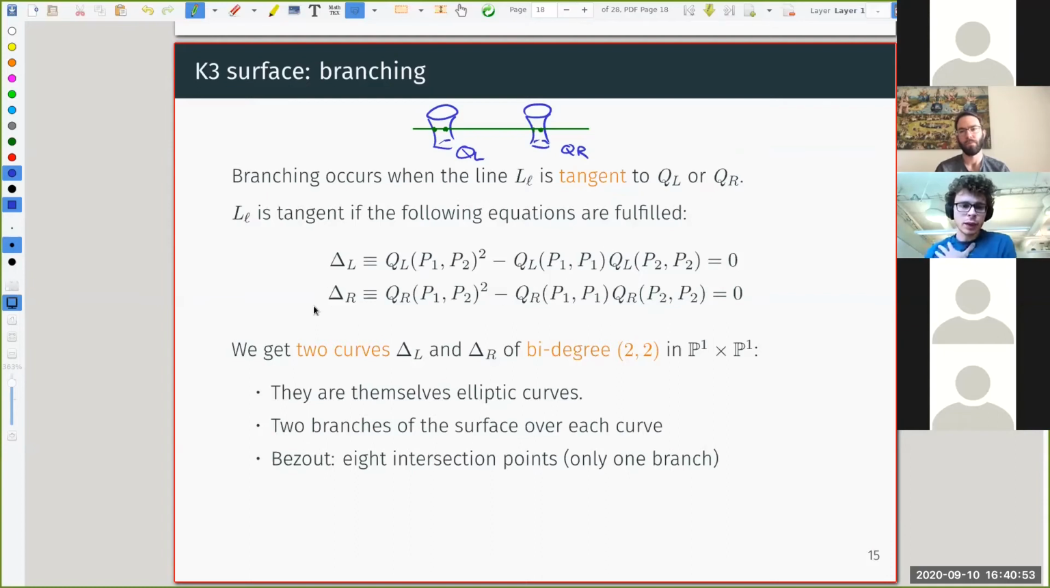Okay, so in total we get these 2 curves, this delta L and delta R. And we can also see, since these are quadrics, they are of degree (2,2), and they live in P1 times P1. So from this we can conclude that they're actually themselves elliptic curves. And the second point I already said here: if we are on one curve but not on the other, then there are still 2 branches left. But then there's also the situation where they intersect, and it turns out they intersect in 8 points, and there we only have 1 branch of the surface.